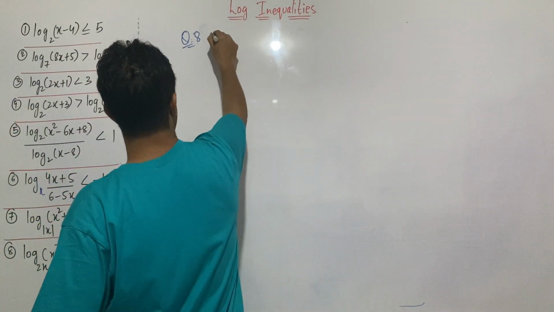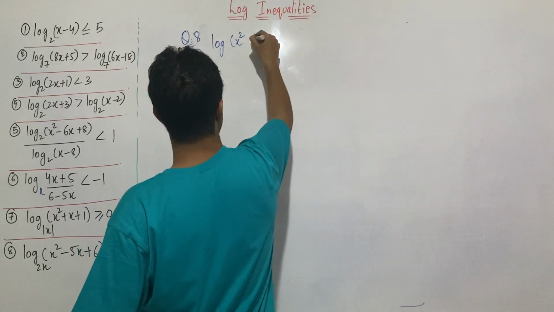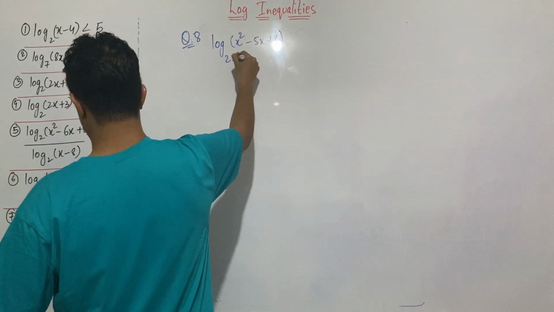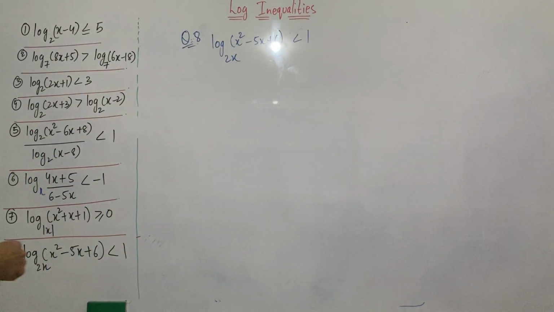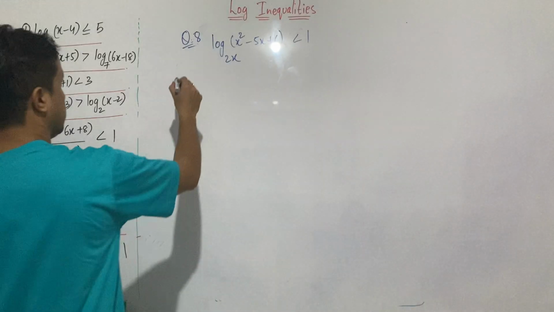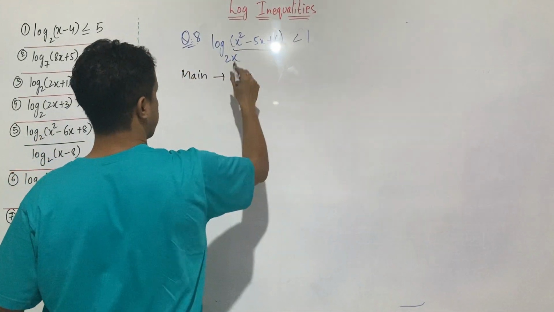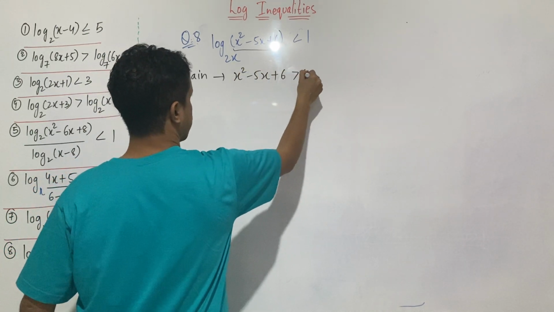log of (x square minus 5x plus 6) to the base 2x is less than 1. The main condition is that this must be greater than 0: x square minus 5x plus 6 is greater than 0.